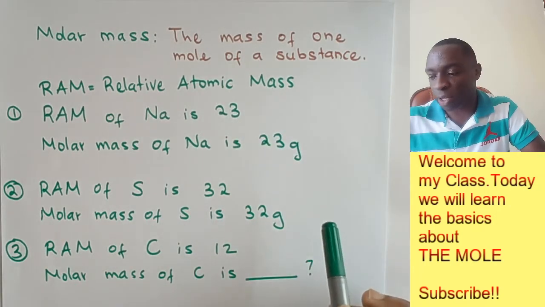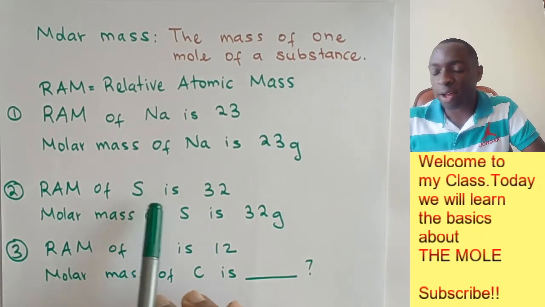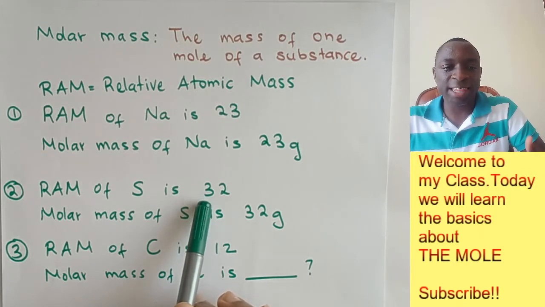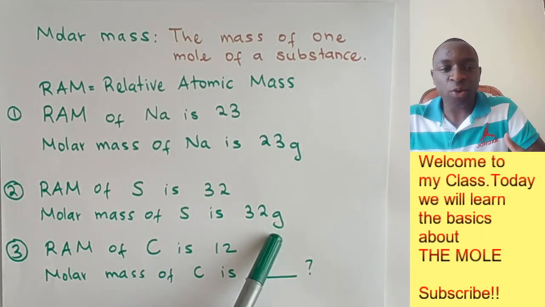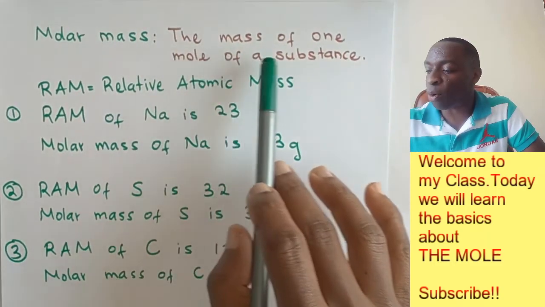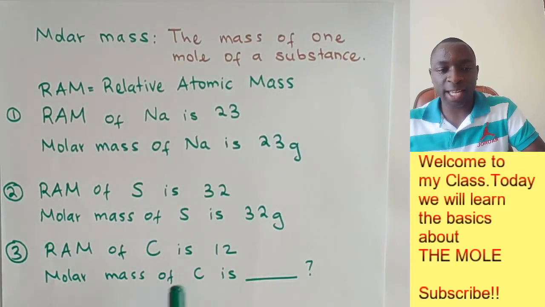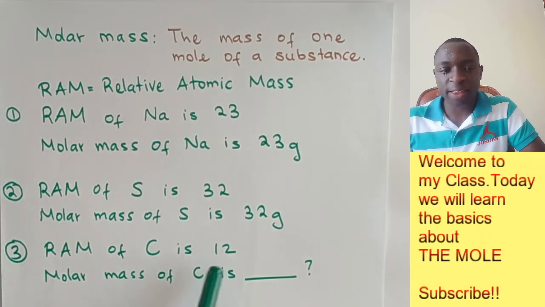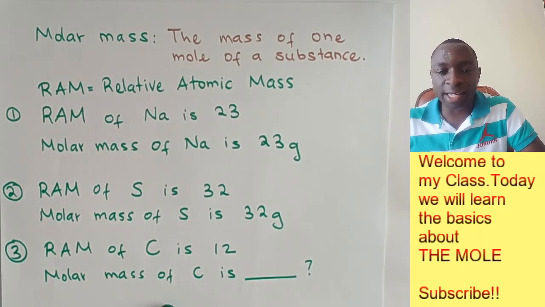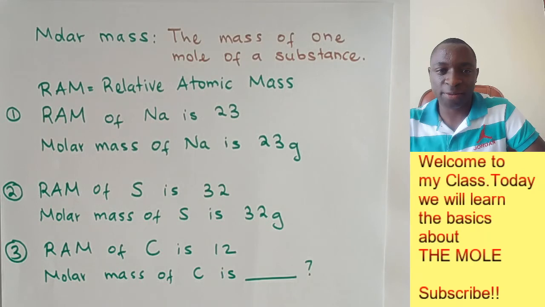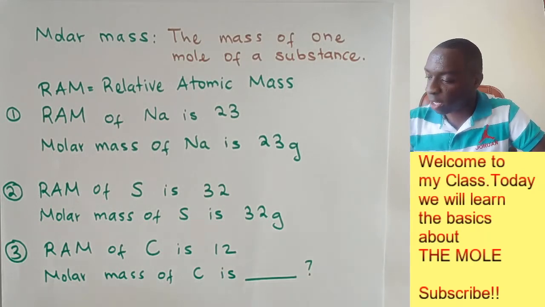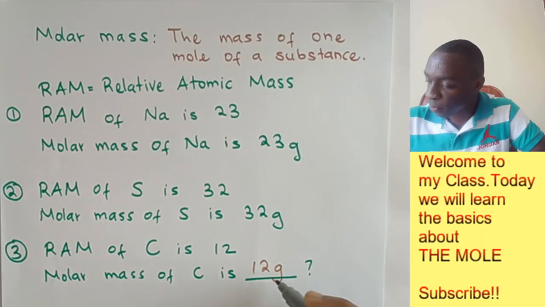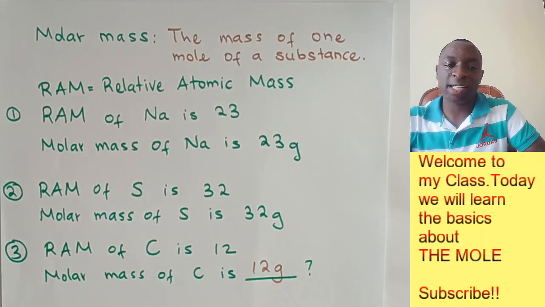Now let's look at another one. The relative atomic mass of sulfur is 32. If you take 32 grams of sulfur, then you have 1 mole of sulfur, because that is the molar mass, the mass of 1 mole of a substance. Once again, the relative atomic mass of carbon is 12, therefore the molar mass of carbon is, yes, I'm sure it's obvious, 12 grams. So long as I have these grams here, I know that is the molar mass.